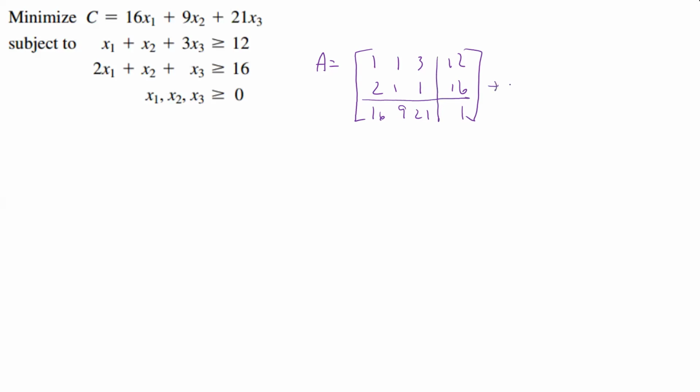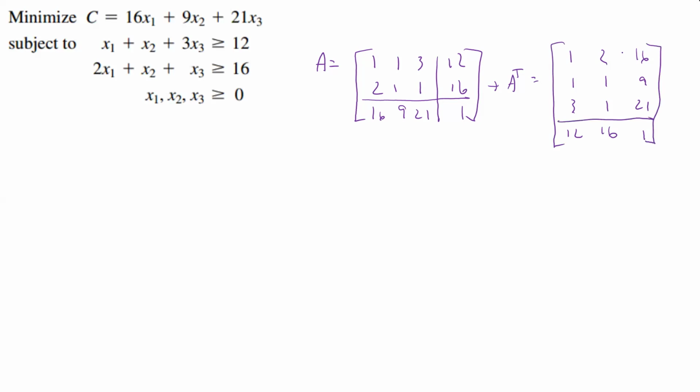And now we do A transpose. So this row becomes the first column. So that's going to be a 1, a 1, a 3, a 12, then a 2, a 1, a 1, a 16, and then a 16, a 9, a 21, and a 1. And so now that's our A transpose.